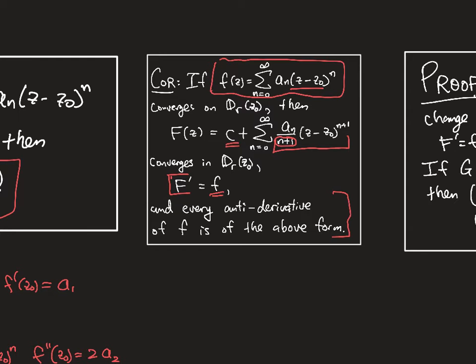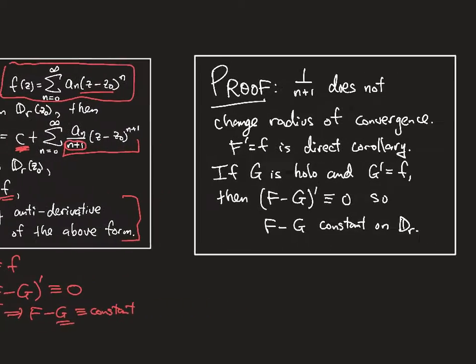And then the last part says every antiderivative of f is of this form, and this is just a fact that we proved earlier, that if I had another antiderivative, then big F minus big G would have a complex derivative identically 0, which would imply that they differ by a constant. So G would have to have the same form, maybe with a different constant in front. And that's just what this proof is here.